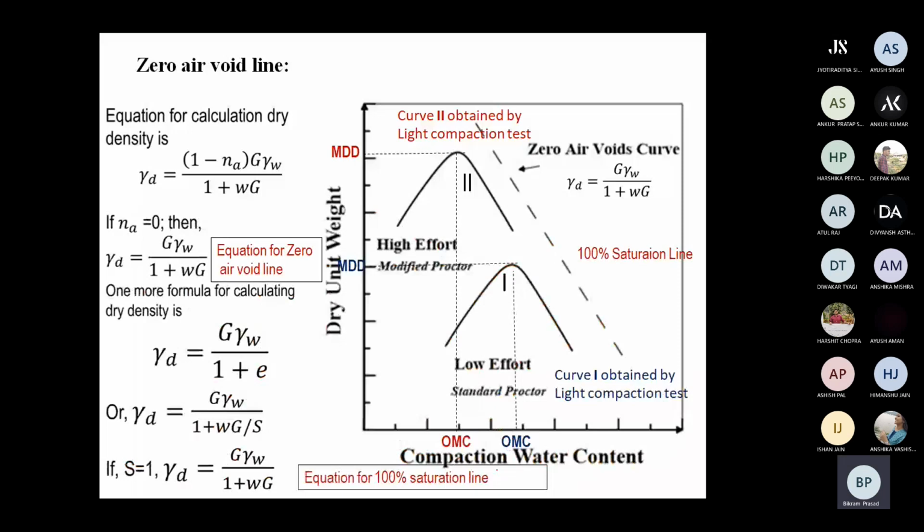So the equation for calculation of dry density. These are the formulas you have already covered, so I will not go into detail. I told you the same formula in the last class also. You can see these are the formulas. When the air content is 0, the dry density will be this much.